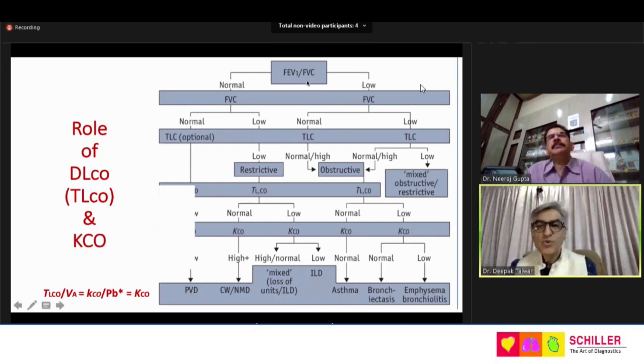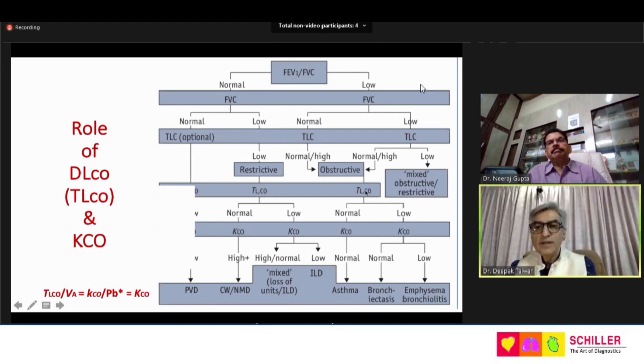Now the ratio you have reached here is normal. Look at the FVC, 71%. It is low. Look at the TLC. TLC is coming to normal. So you have reached the TLC, which is our normal here. Now in the normal TLC, you can have only the obstructive defect there.